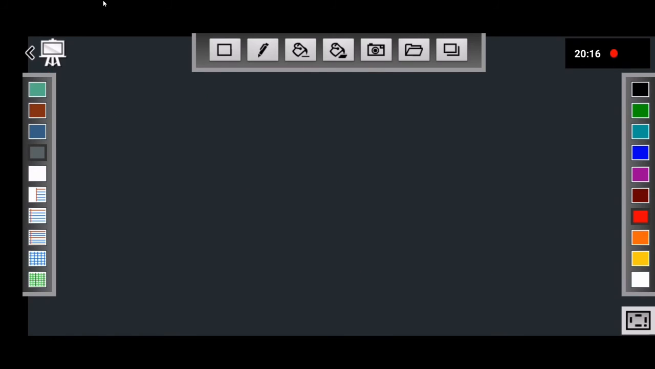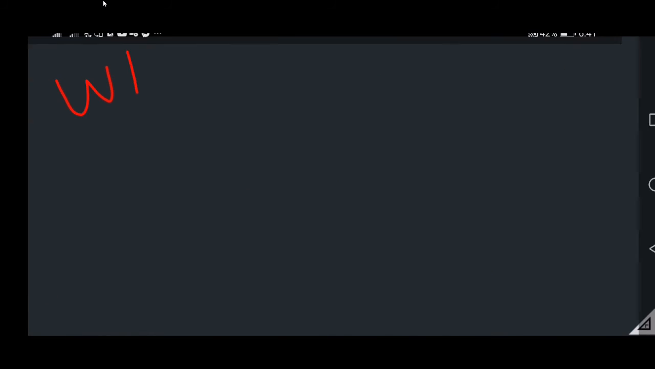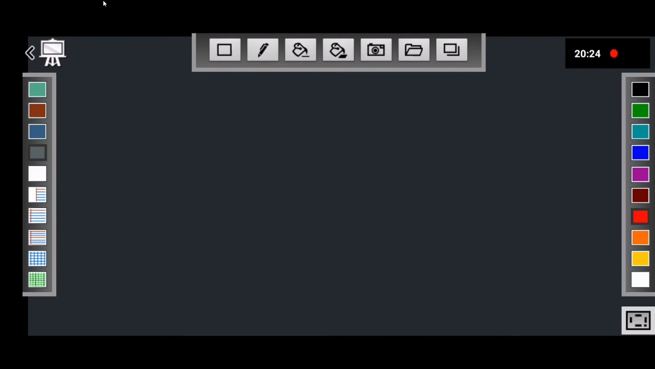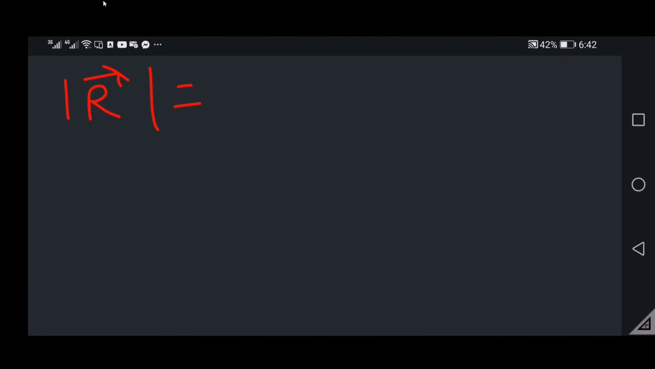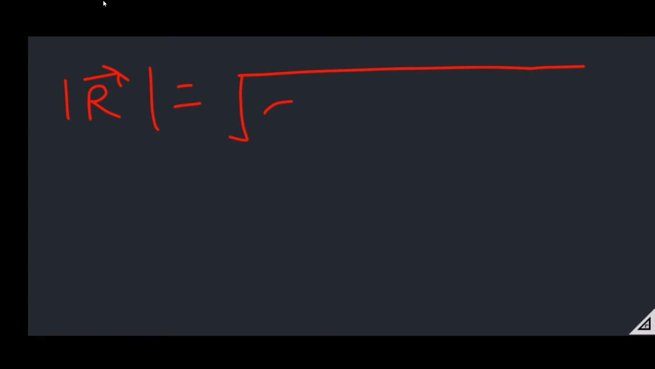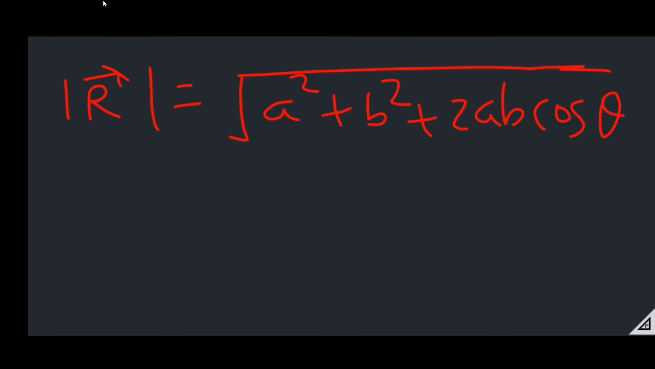Now let's see another case. First of all, I want to write the formula again. You know, the formula of magnitude of resultant R equals root under a square plus b square plus 2ab cos theta. This is the formula of magnitude of the resultant.